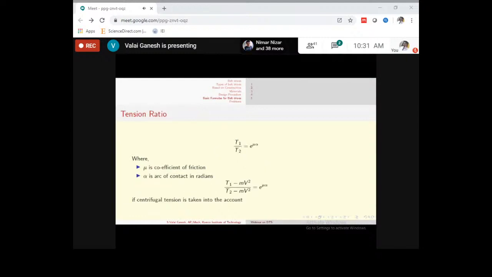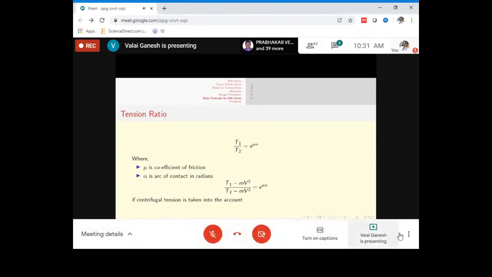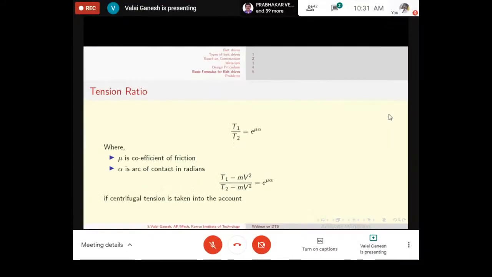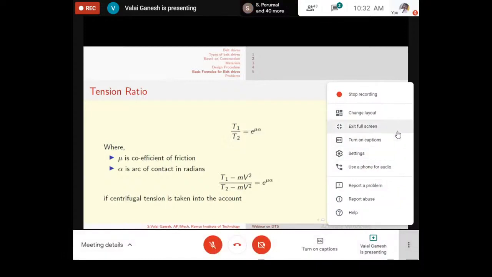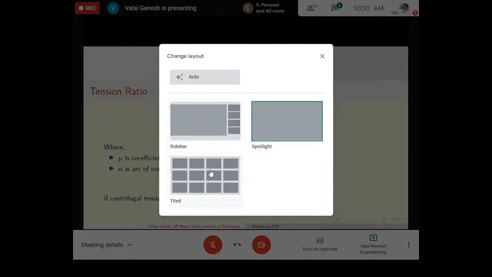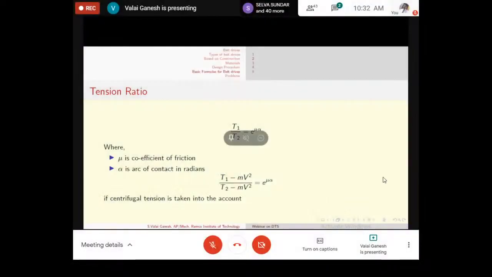This is called the tension ratio. Probably you may have studied it in engineering mechanics or kinematics of machinery. T1 by T2 equal to e power mu alpha is the formula for you. Again, T1 is the tension on the tight side, T2 is the tension on the slack side, e is the exponential term, mu is called the coefficient of friction, and alpha is the arc of contact or angle of contact.